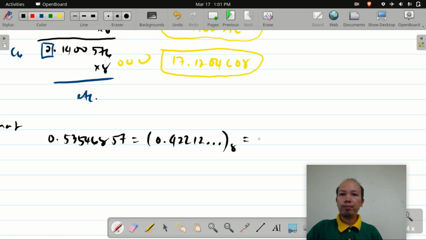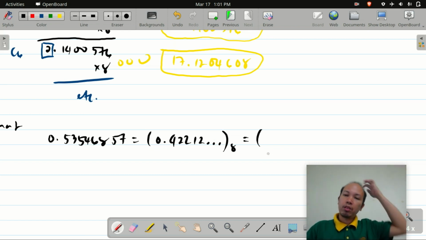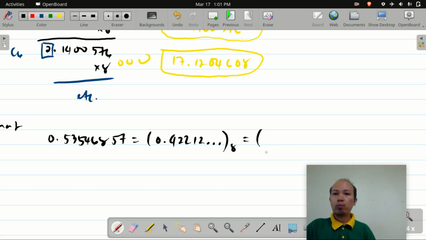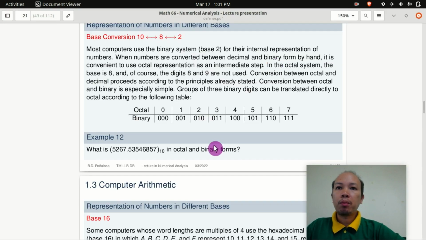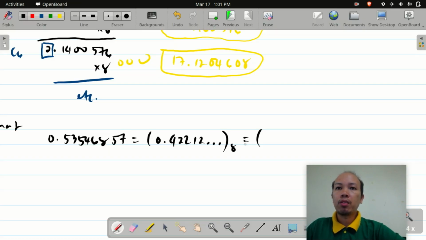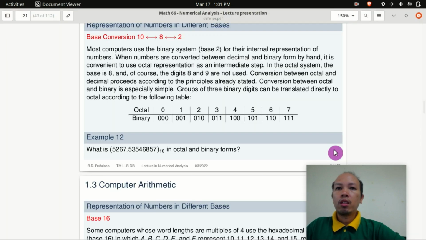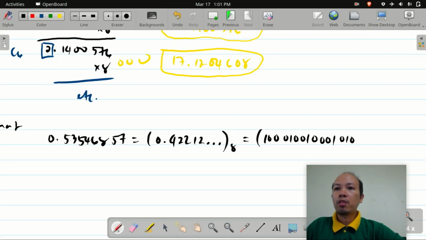And in binary, we have 4 is replaced by 100. Okay, 100. 2 is 010 010 010. 1 is 001, and then 2 is 010. So this is in base 2. So let's combine.